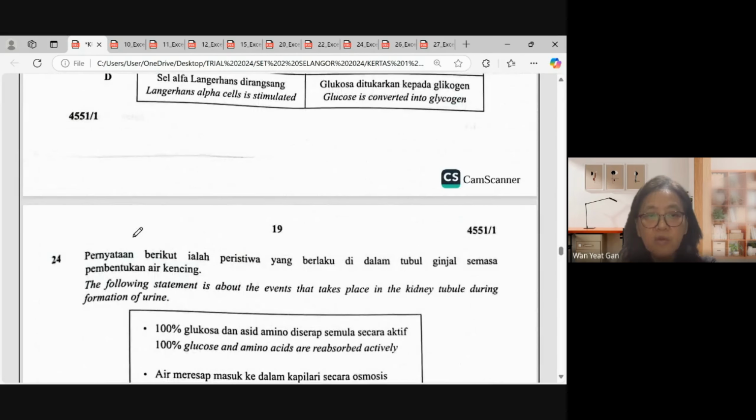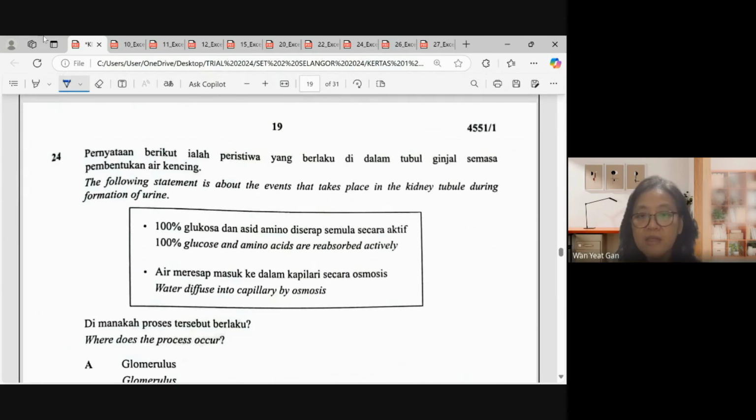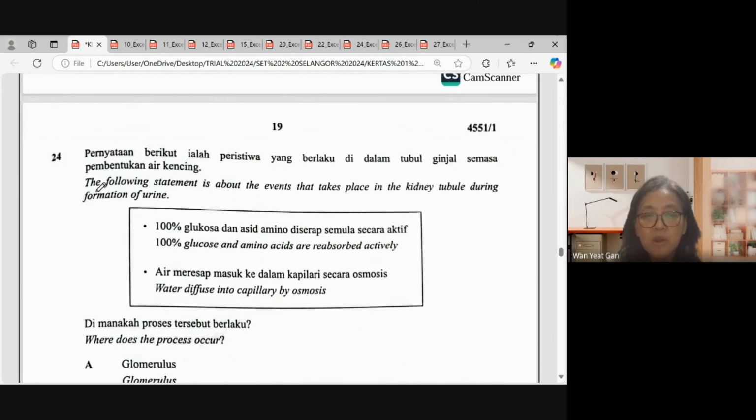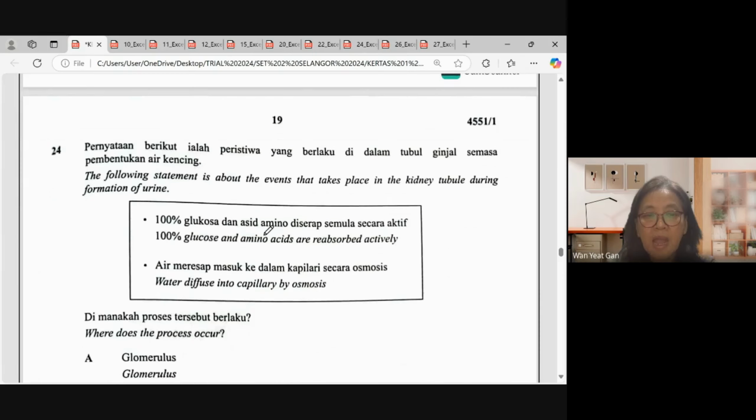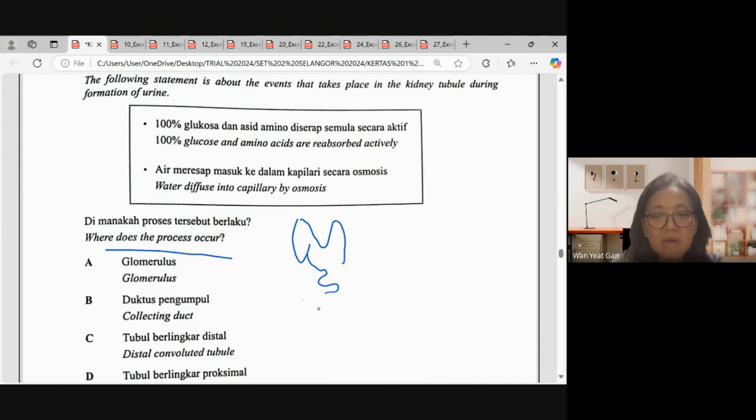Okay, let's look at question 24. The following statement is about the event that takes place in the kidney tubule during the formation of urine. 100% of glucose and amino acid are reabsorbed, water diffused into the capillary by osmosis. Where does the process occur? Now, if 100% is reabsorbed back, that means the process is happening at the proximal. The proximal is where the process is happening.